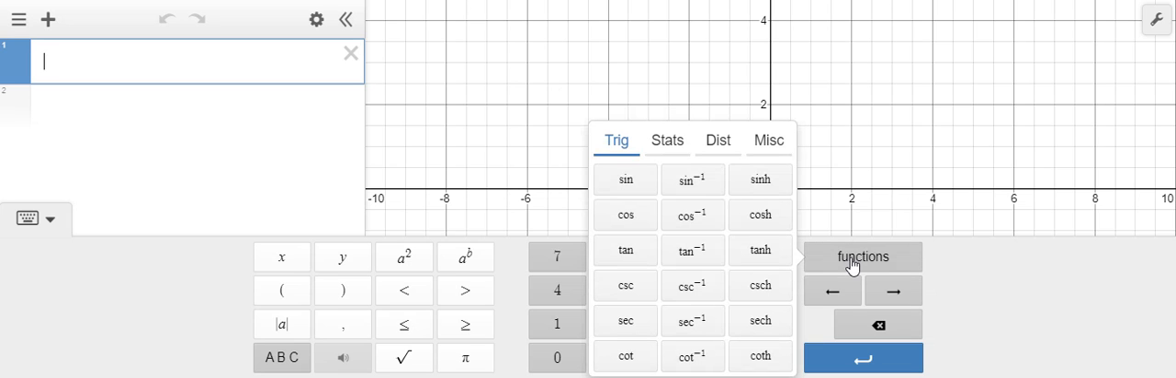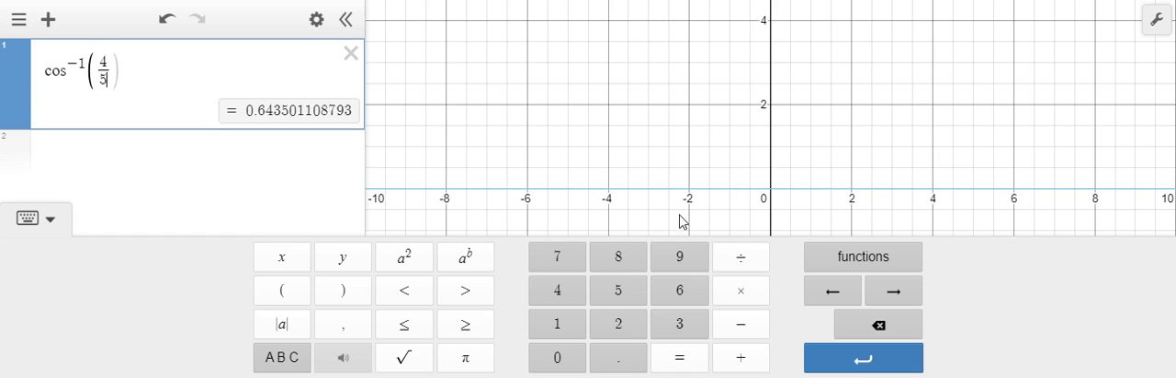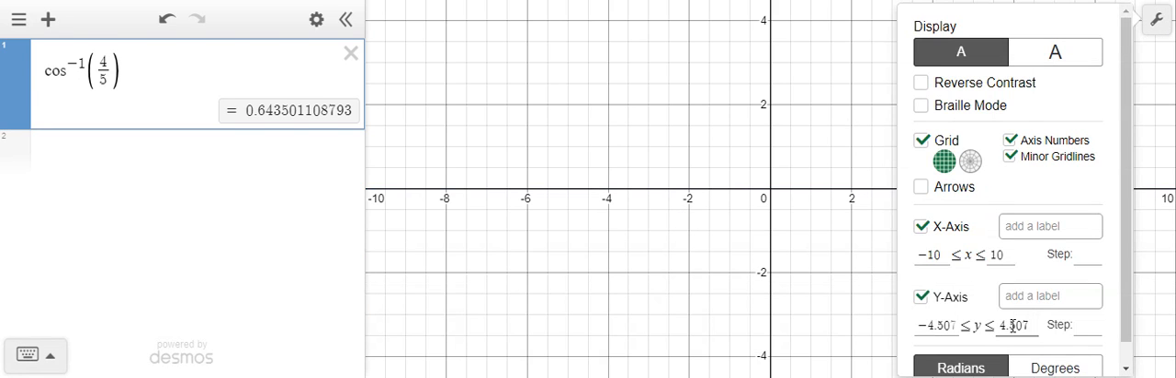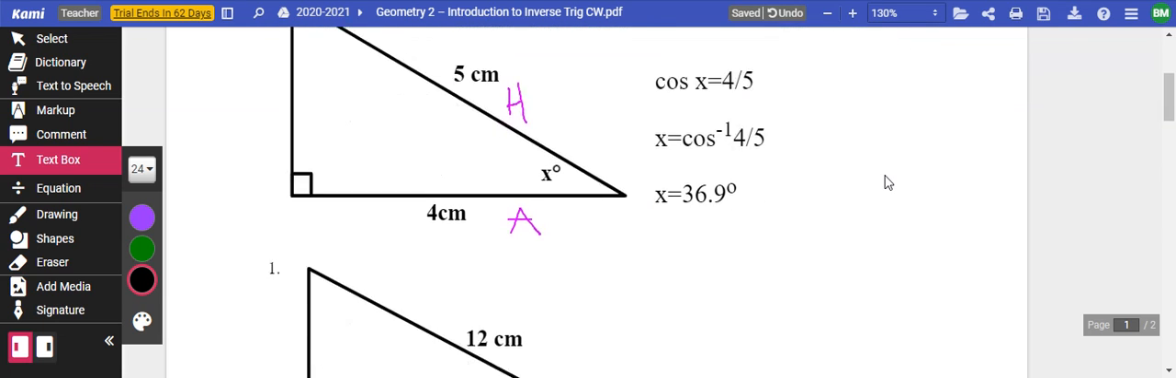And when I hit here, right in the functions, you see that there's this cosine of -1. I'm just going to do 4 divided by 5. And I'm going to make sure that I am in degrees and not radians. And I get 36.9 degrees, we'll say. We'll round it up. So x equals 36.9, and I'm just going to use that little square thing for degrees, so I know it's 36.9 degrees. So let's try another one.